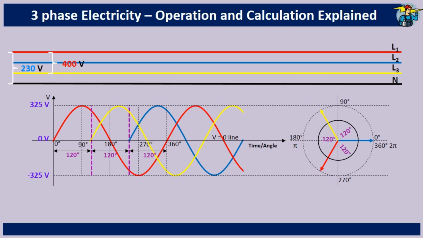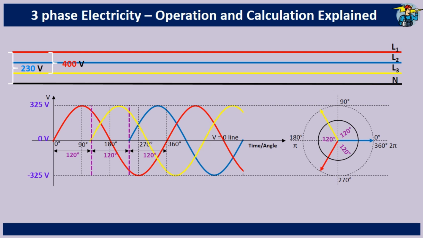In a three-phase system, each individual phase voltage fluctuates between plus 325 volts and minus 325 volts, just like in single phase. However, if you measure the voltage between two phases, you'll get 400 volts.